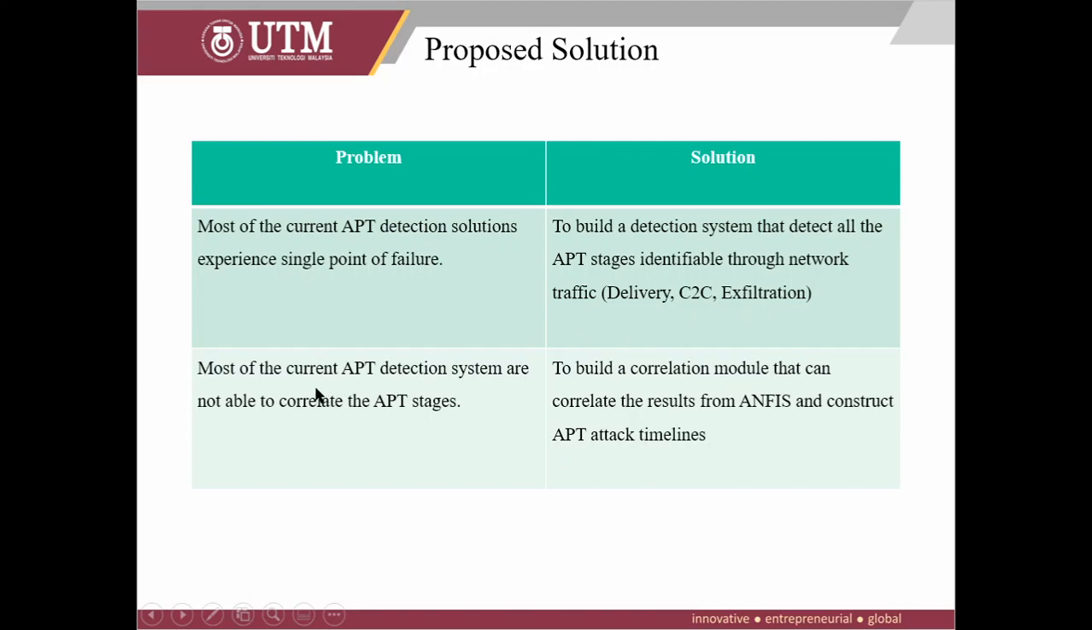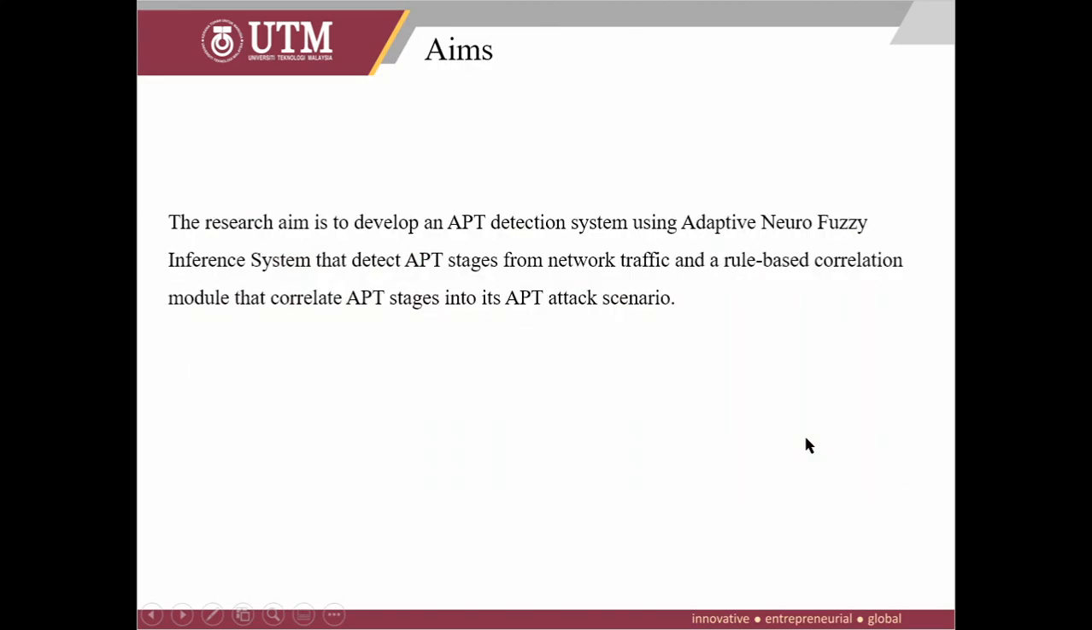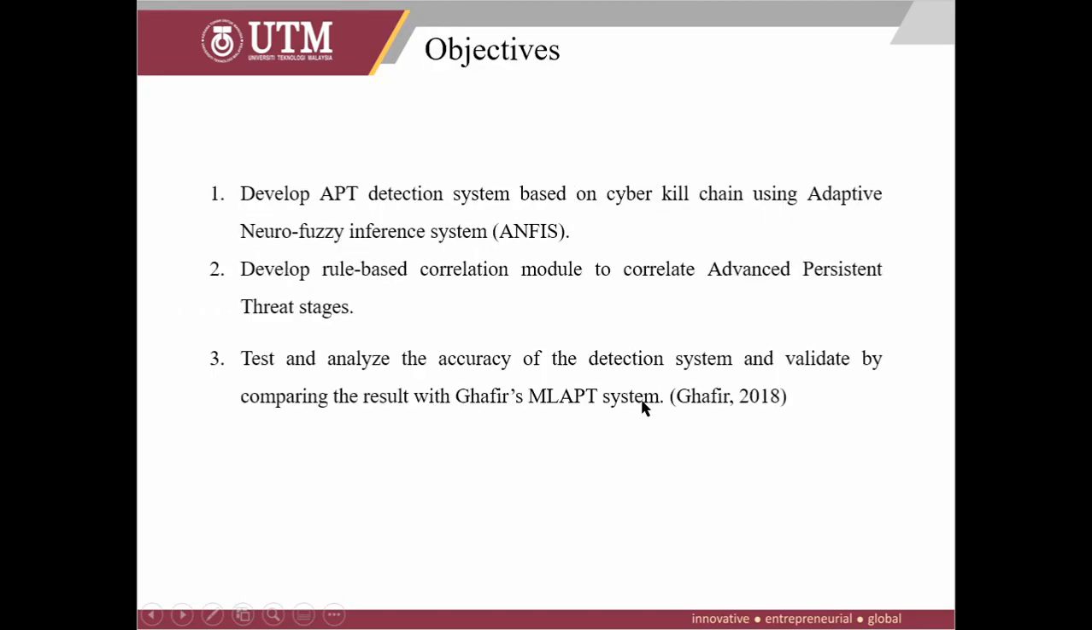The second problem is that with the many stages of APT, most solutions nowadays do not correlate the stages. They do not take advantage of correlating the stages, and so here we are building a correlation module that can correlate the results of the APT stages that are being classified. So the aim is to develop an APT detection system using ANFIS, Adaptive Neural Fuzzy Inference System, to detect APT stages from network traffic, and a rule-based correlation module to correlate the stages into one APT attack scenario.